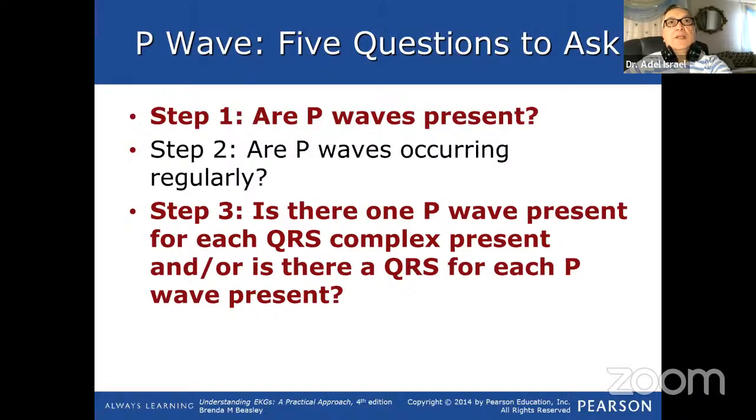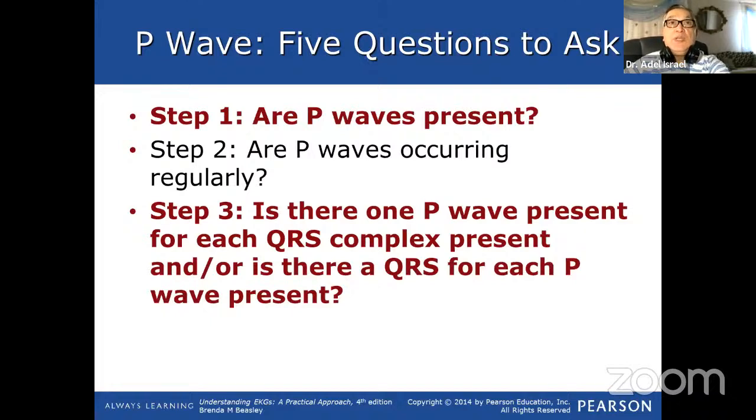And then let us answer this question, which is very important. Are P waves present, yes or no? Number 2, are P waves occurring regularly? Yes. Number 3, is there one P wave present for each QRS complex? This means yes. So if I answer these 3 questions with yes, this means the P wave is okay. The P wave is normal. You got it? Like we mentioned, it is smooth, upright. So far, if it is present, we can describe it.